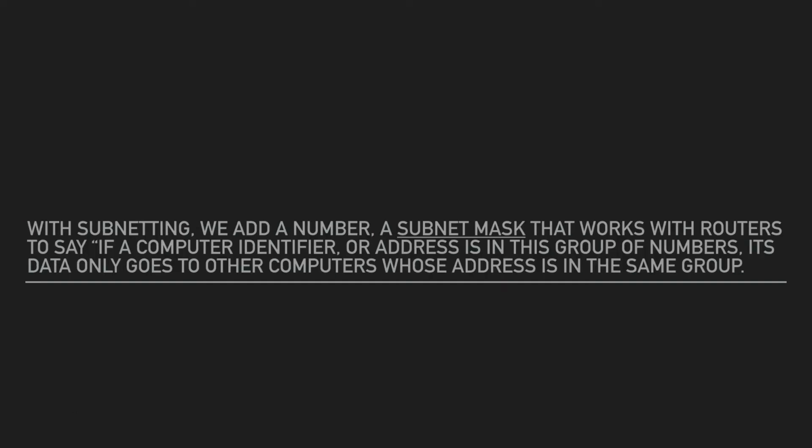With subnetting, we add a number, a subnet mask that works with routers to say if a computer's identifier address is in this group of numbers, its data only goes to other computers whose address is also in the same group of numbers. Think about it like if your address was between 0 and 100, you're going to talk to only the computers between 0 and 100. Computer 101 can't hear what you're saying at all. You don't exist to it, unless we have routers, which we'll get into in a minute.